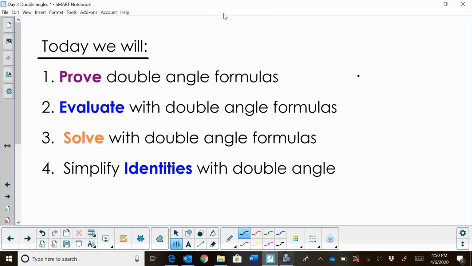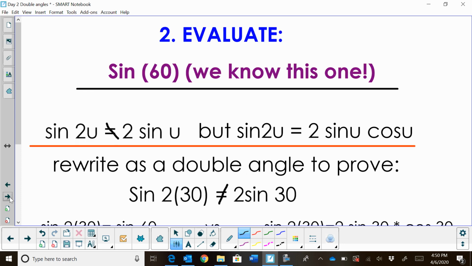Today we are proving double angle formulas, evaluating double angle formulas, solving double angle formulas, and simplifying identities. Okay, I've already done the first video on proving. Now we're going to evaluate. So let's look at part 2, evaluating double angles.